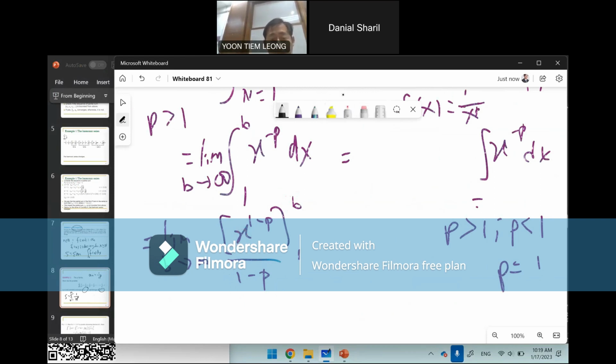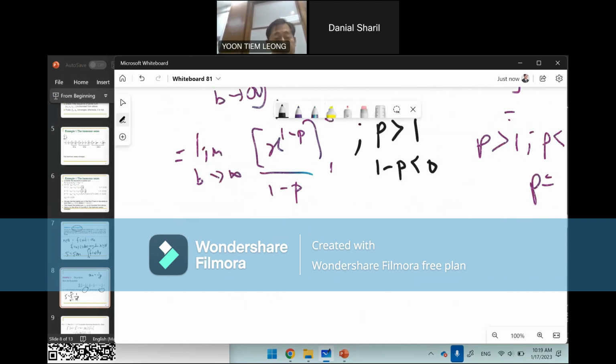But you have to look at this one, and since p is assumed to be larger than 1, 1 minus p is actually a negative number. Am I right? So then we try to rearrange it a little bit so that it looks like 1 over infinity. I would write this as 1 over p, which is a constant that has nothing to do with b. Then you take the limit as b goes to infinity.